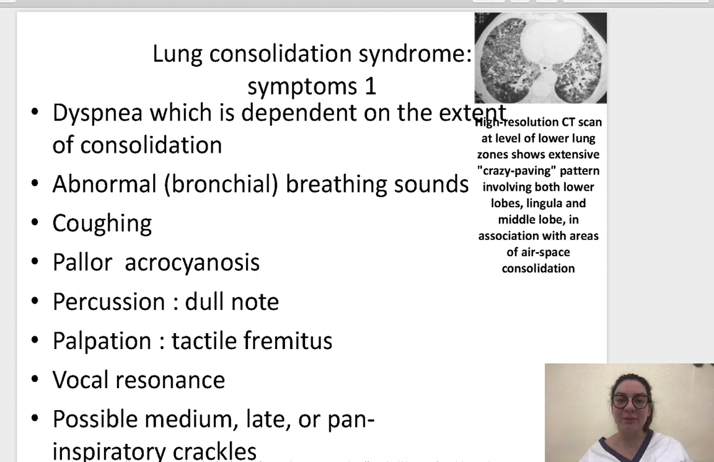And one more interesting picture for you in the right upper angle. It is a high resolution CT scan at the level of the lower lung zones showing an extensive crazy paving pattern involving both lower lobes, the lingula and the middle lobe, in association with areas of air space consolidation. You see consolidation on CT scan and on X-ray, like more dense tissue in more white color, less dense in more black color.